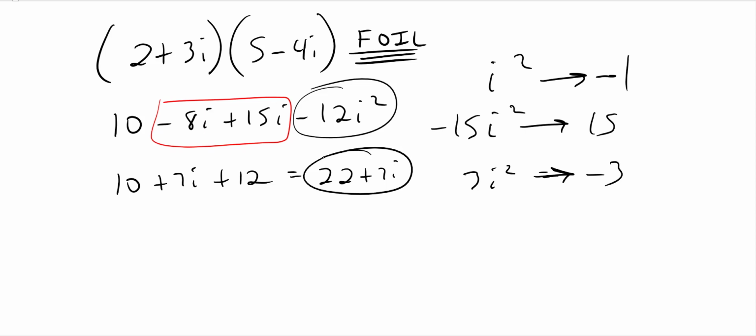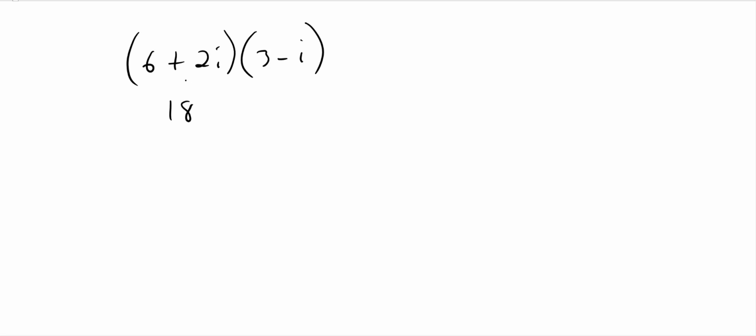Okay, so FOIL is just, again, you're just foiling it out, and then change your i squared to negative 1, combine terms, and you're good. Okay, let's try another one here. 6 plus 2i times 3 minus i. Okay, if I do FOIL, first is 18. 6 times 3 is 18. Outside, 6 times negative i is negative 6i. Inside, plus 6i. And last, minus 2i squared.